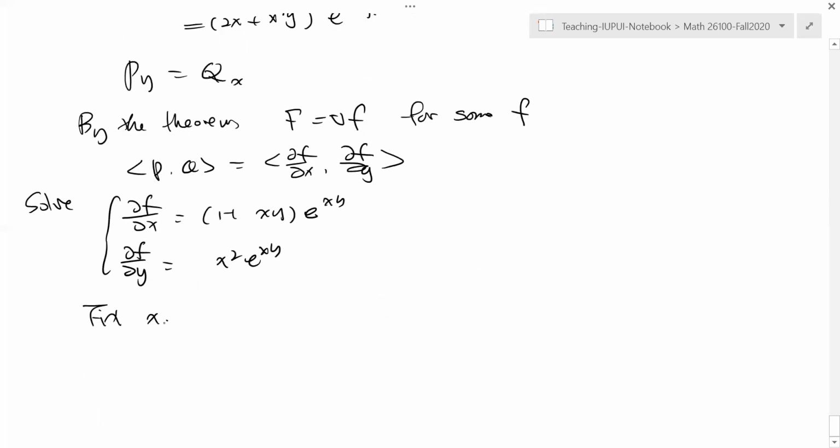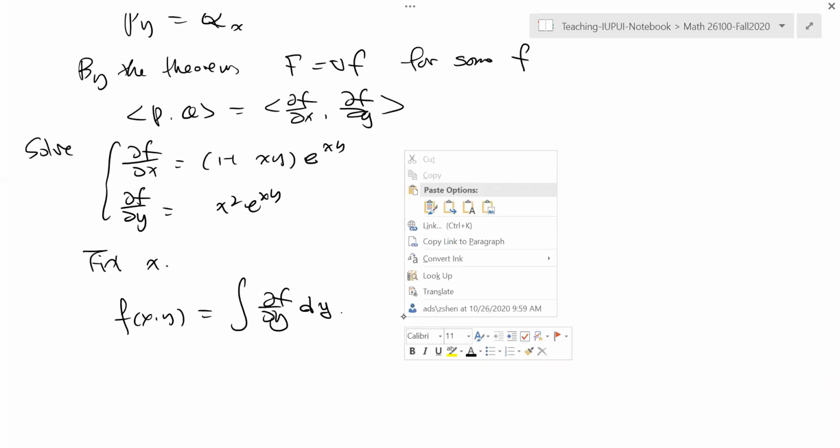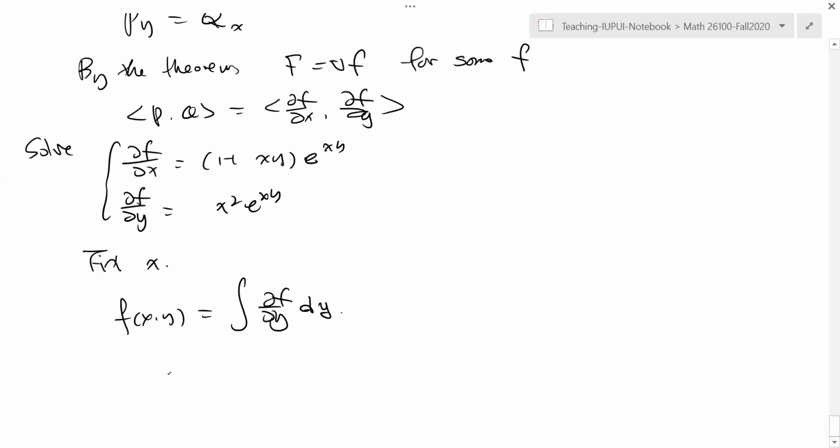So this is the derivative with respect to y, right? But f depends on x and y, so you just assume x is fixed. So f of x y is the integral of x squared e to the xy dy, plus a constant.